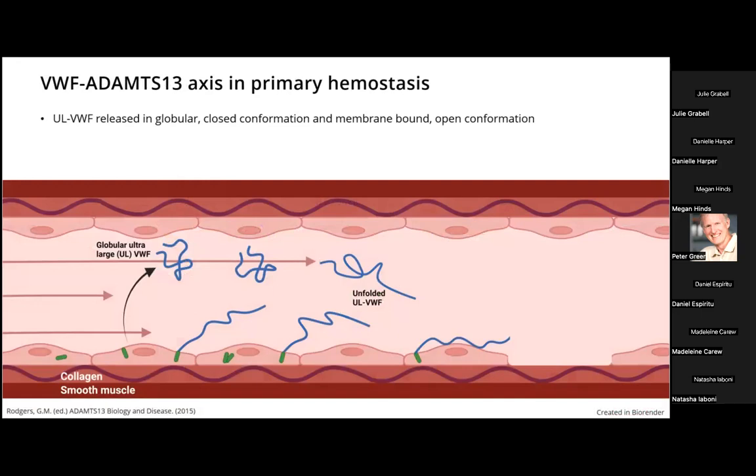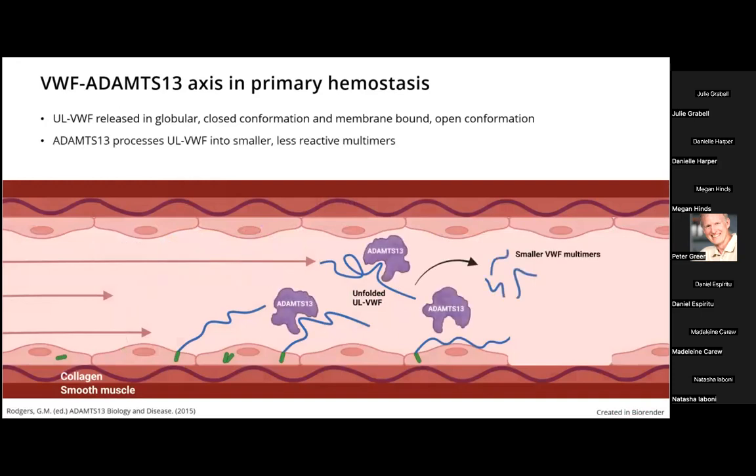It's also released from Weibel-Palade bodies in this globular ultra-large form, which is more like a meshed up structure. So it is actually a closed conformation, which conceals these binding sites. So it's not as hemostatically active, obviously, as the VWF strings. However, following shear stress, this globular VWF will unfold and expose these binding sites.